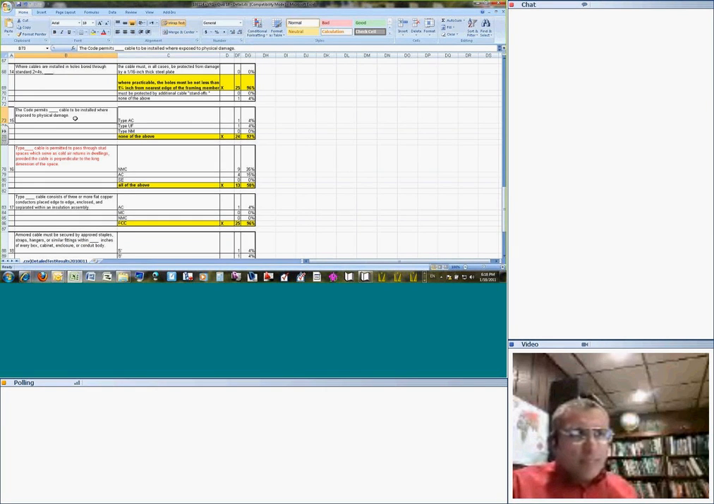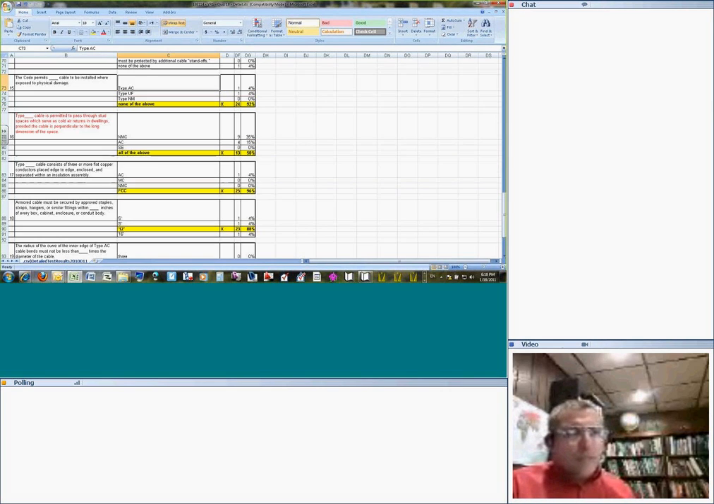Number 15: the code permits the cable to be installed where exposed to physical damage. None. If you install a UF cable where there is physical damage, you have to put it in rigid, or you have to put it in PVC schedule 80. You just install it. So everybody got one right.